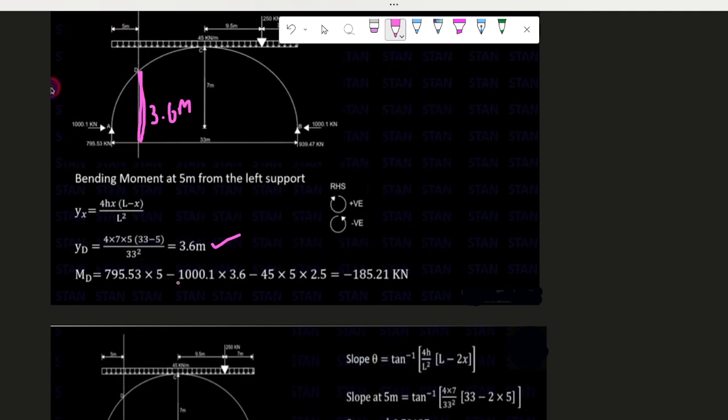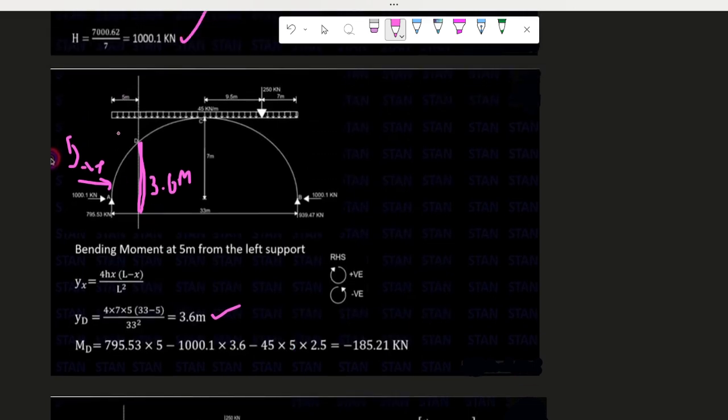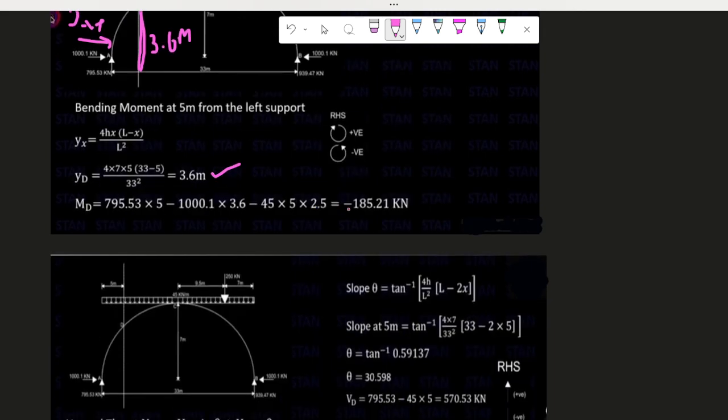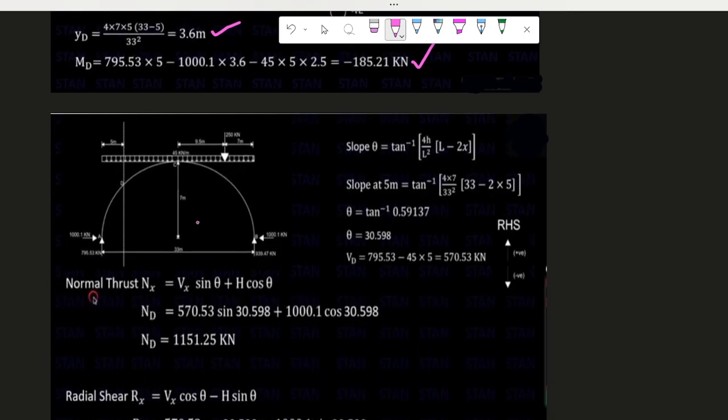VA is clockwise, into distance 5 meters. Next, the horizontal reaction is anti-clockwise, so minus, into distance 3.6 meters. The 45 kilonewton UDL is converted into a point load, 45 into 5, acting at 5 by 2, which is 2.5. Solving, the moment at D equals minus 185.21 kilonewton meters.